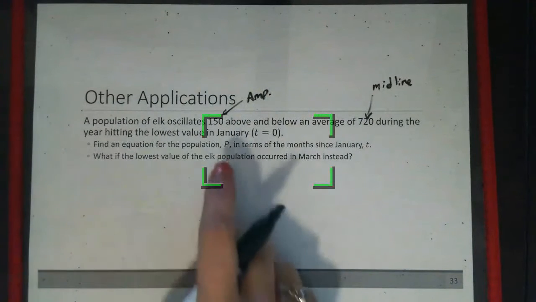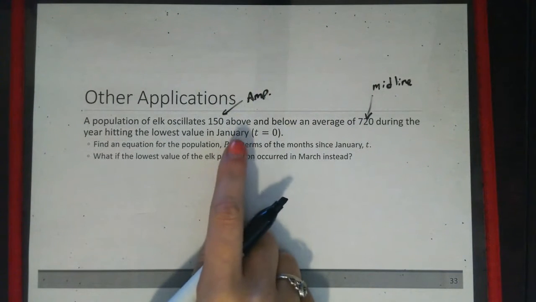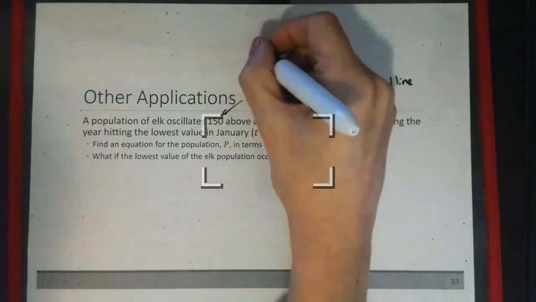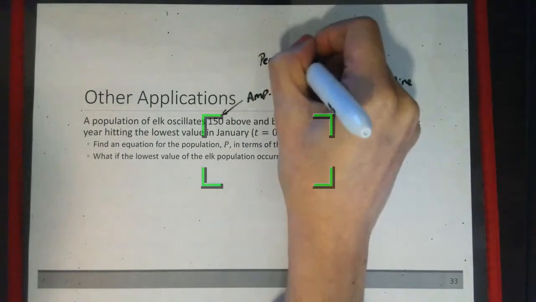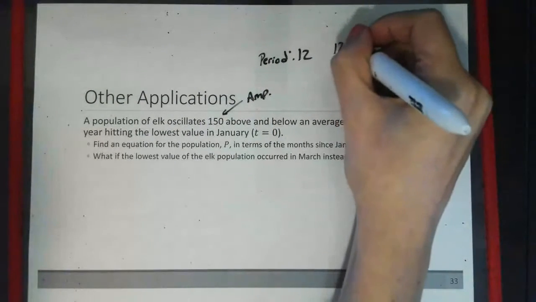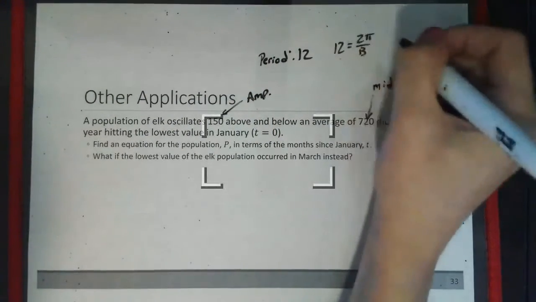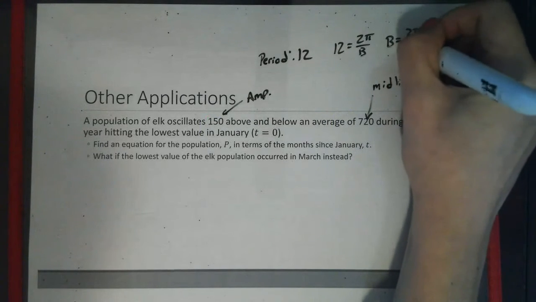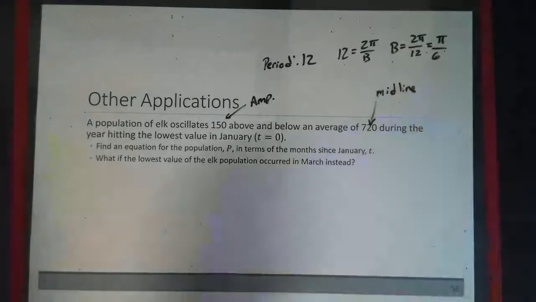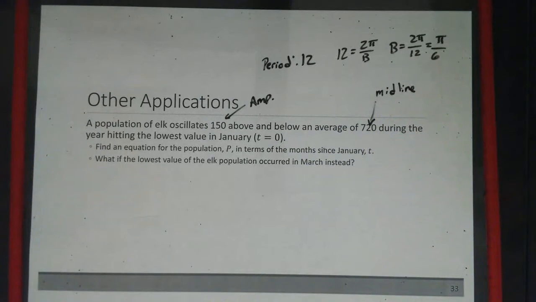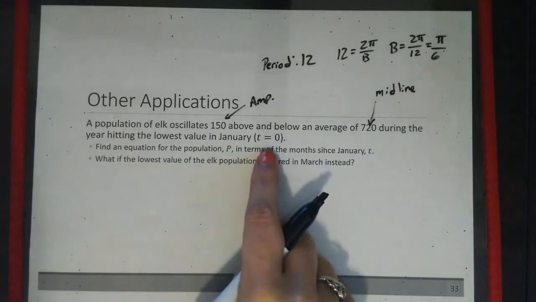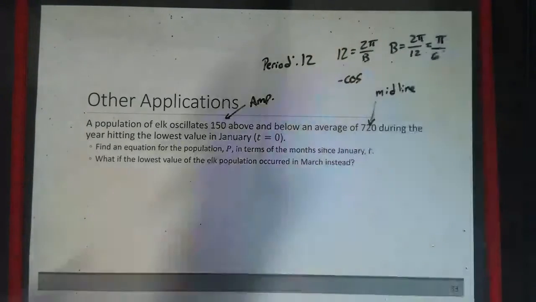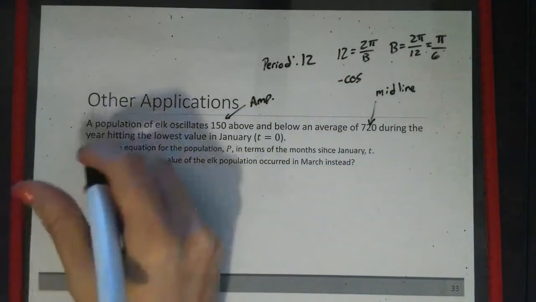Our period, so that's going to happen every year. Because we're using t to represent the number of months, our period is going to be 12. So period 12 equals 2 pi over b. Multiplying by b, dividing by 12, we get b equals 2 pi over 12, which is pi over 6. We know that the low happens when t equals 0, so this is a negative cosine graph because we're starting at the absolute lowest.